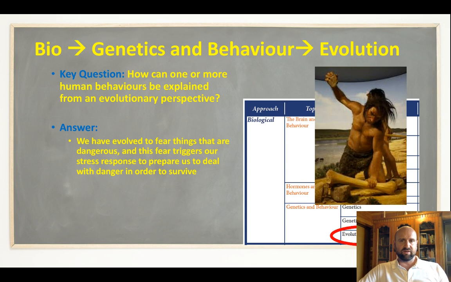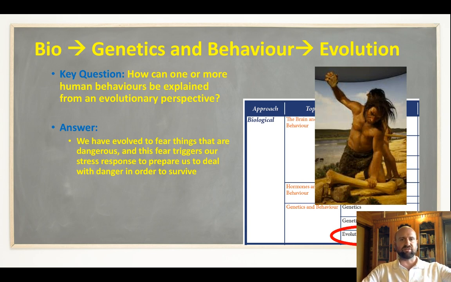And that fear triggers that stress response, and that helps us to deal with the danger, and that will help us survive. All right, so we see something we're afraid of, the amygdala activates, triggers the HPA axis, we get our adrenaline and cortisol pumping, and now we're ready for fight or flight. And that's going to help us survive and pass on our genes. That's why we've evolved to have that behavior.